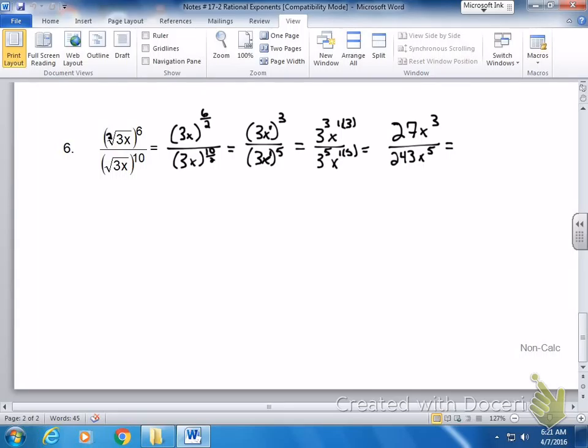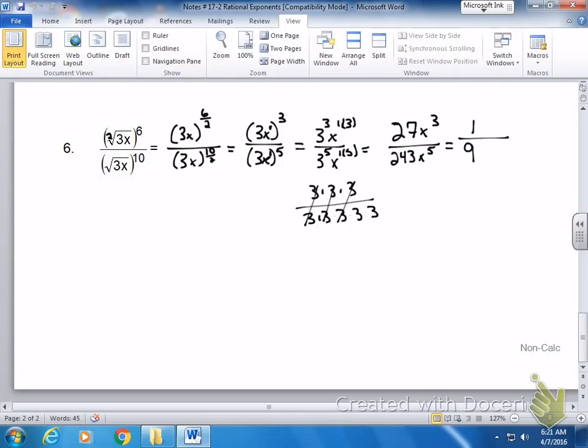Now, you can put 27 over 243 in your calculator. You can simplify that. Obviously, it's 3 cubed over 3 to the 5th. So you could put it in your calculator, do math, enter. You could also think of it like this. That's 3 times 3 times 3 over 3 times 3 times 3 times 3 times 3. Well, 3 of those 3's would cancel. It'd leave me 1 on top. And on the bottom, I'd have 3 times 3, which is 9.